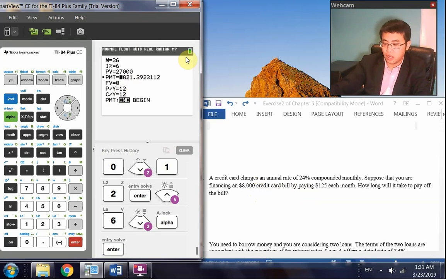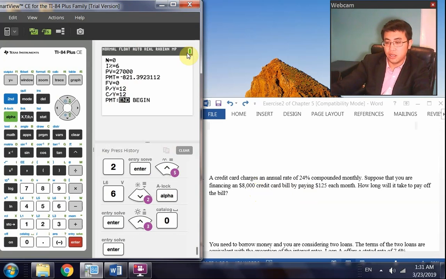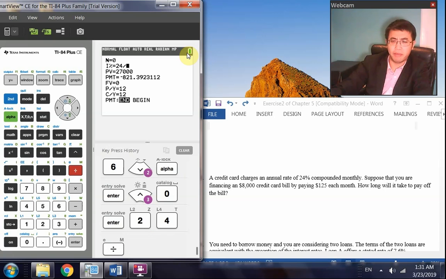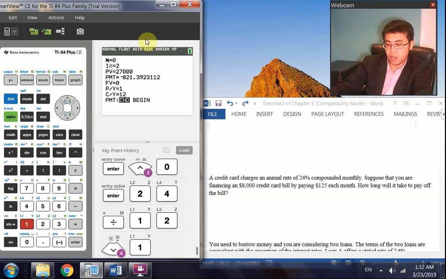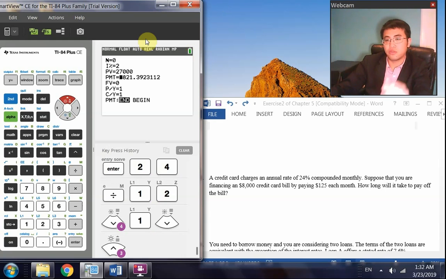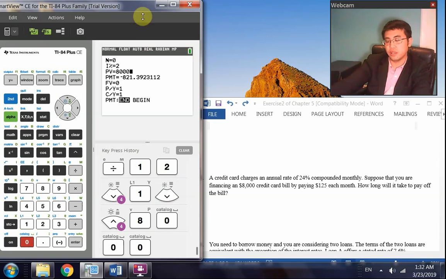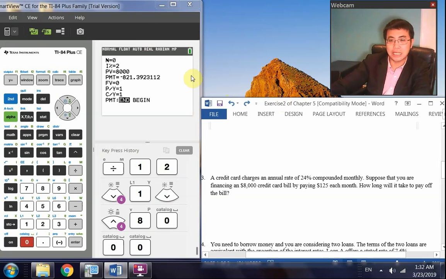So if I put the numbers into my calculator, I leave 0 for n, and the interest rate is 24, and it's a monthly rate, so I'm going to divide it by 12. I'm going to make PY and CY equal to 1, just following the textbook method. You can also use the alternative method, it does not matter. And for the present value, as I mentioned earlier, it is 8,000. Okay, so I'm borrowing $8,000 from a credit card company to do some crazy things.